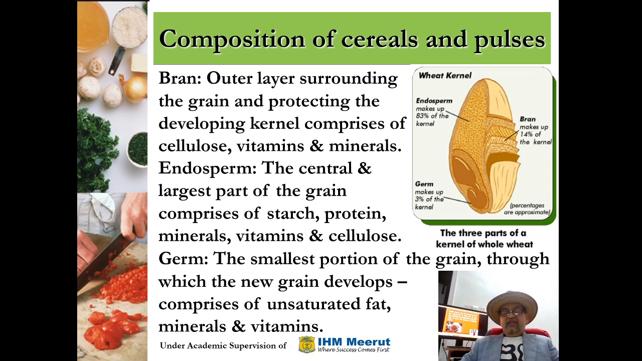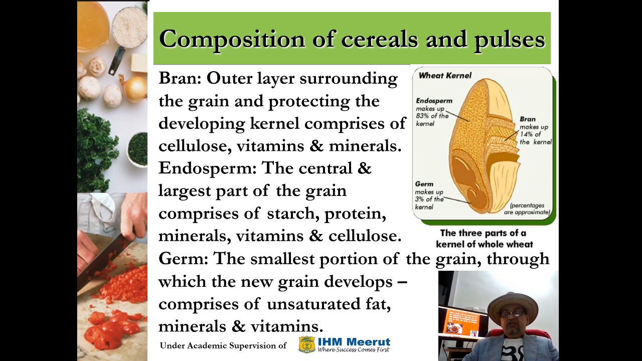After bran is endosperm. Endosperm is the central and largest part of the grain. It comprises of starch, protein, minerals, vitamins, and cellulose. Endosperm makes up 83% of the kernel. So 14 plus 83 is 97, and the remaining 3% is by germ.